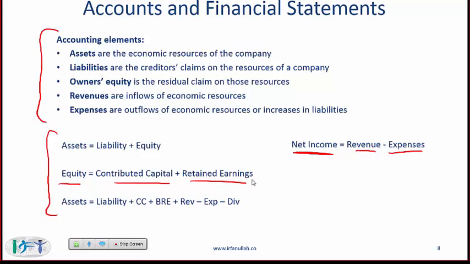When you put this information together, you get a more detailed accounting equation, which is shown here. Assets equals liability plus contributed capital plus beginning retained earnings plus revenue minus expenses. That's the net income. And then from that, you pay out the dividends. Here, I'm just giving you a quick summary. You can easily get questions that allow you to use the relationships shown over here.